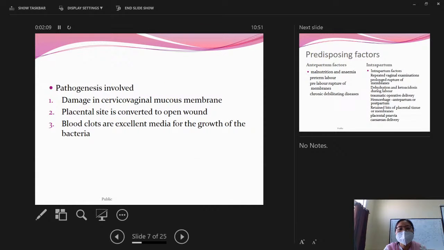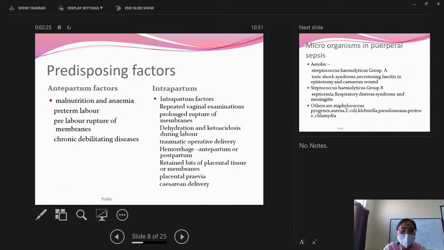Pathogenesis: how does puerperal sepsis occur? It occurs because of a breach in the cervico-vaginal mucous membrane, and the placental site is an open wound, and then there will be clots after the delivery, which are a great medium for the growth of the bacteria.